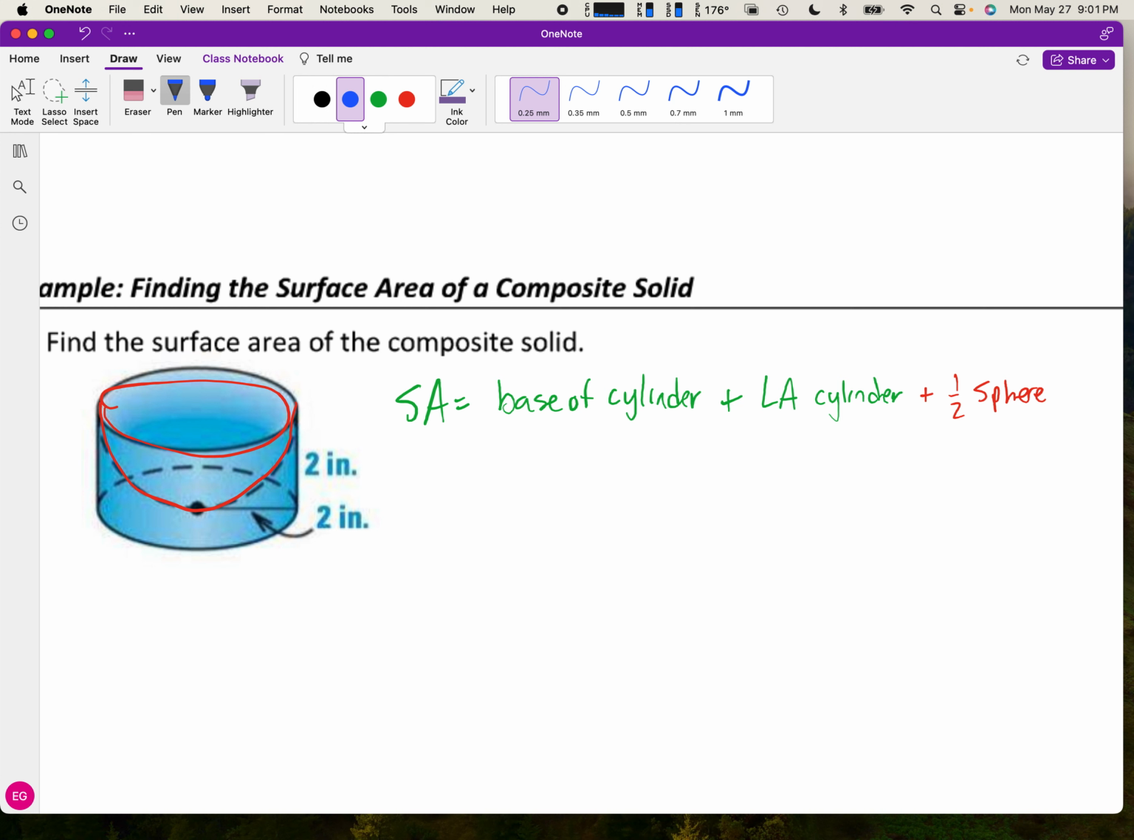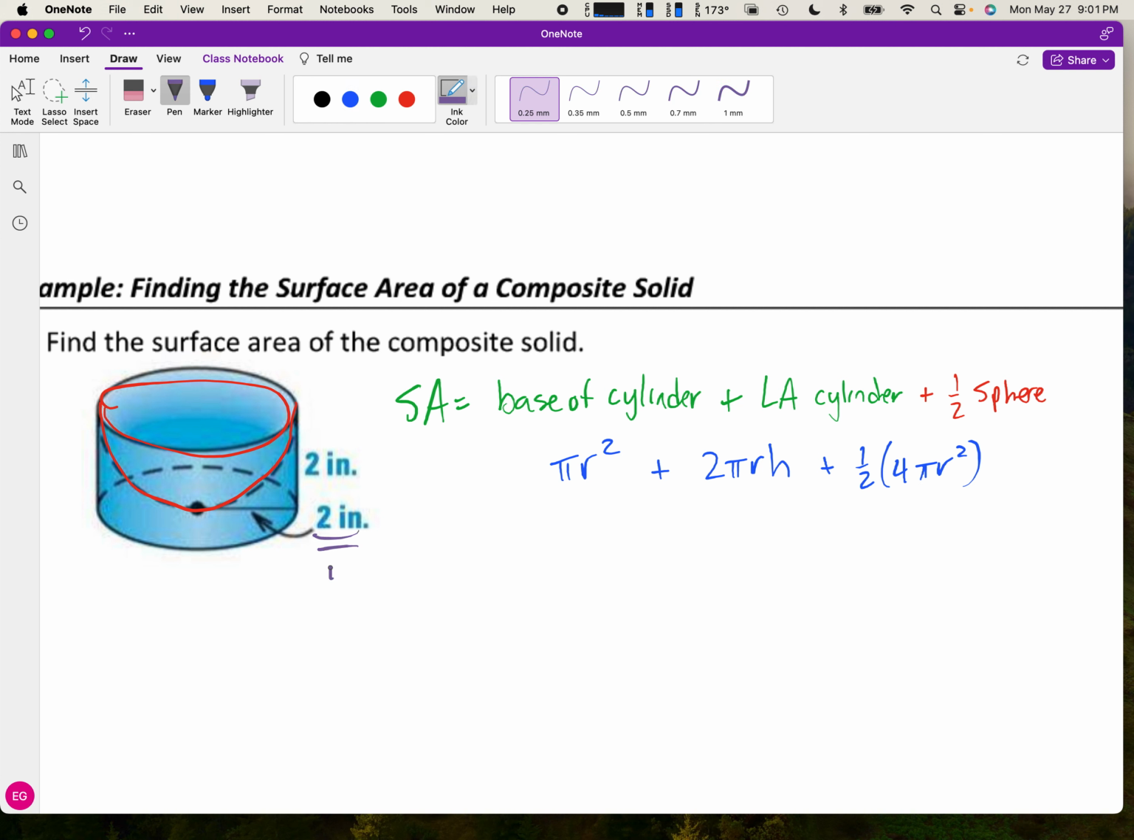And so now that we have this, we can just use our formula. So we can say, hey, the base of a cylinder is always a circle, so we know that that's pi r squared. The lateral area of a cylinder, if we just look at our formula sheet, is 2 pi r h, okay? And then if we're doing half of a sphere, a sphere is 4 pi r squared, so we're just doing half of that. Now all I have to do is just plug everything in.